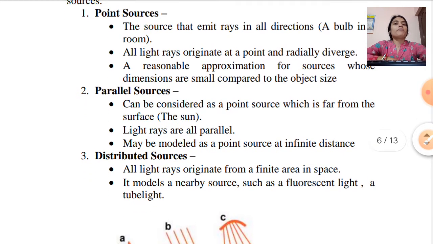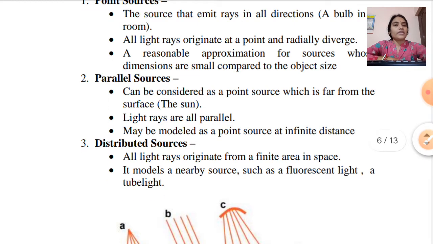Next one is parallel sources. It can be considered as a point source which is far from the surface. That means the sun. The light coming from the sun falls, reflects, or illuminates parallelly all over the object. The light rays are all parallel. It may be modeled as a point source at infinite distance.